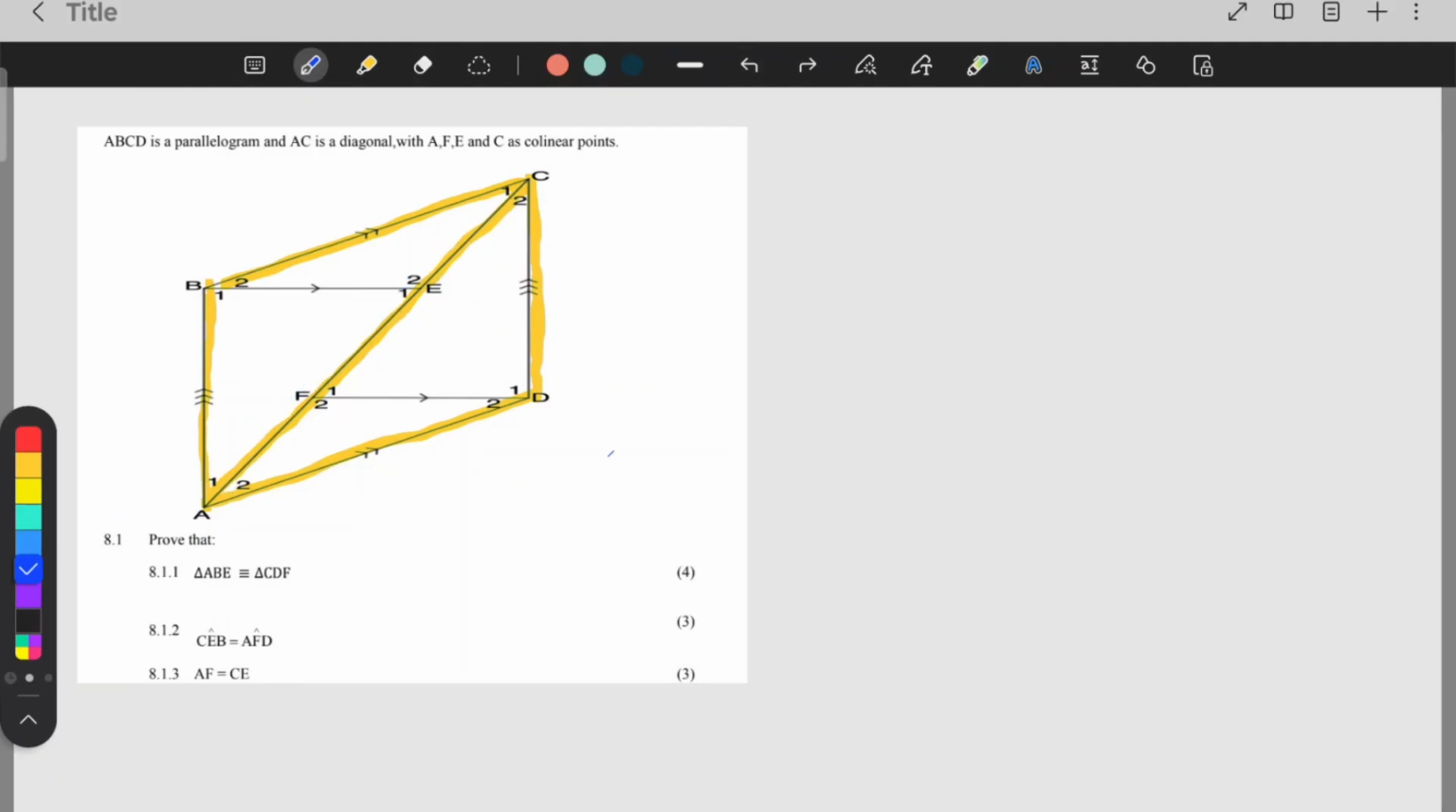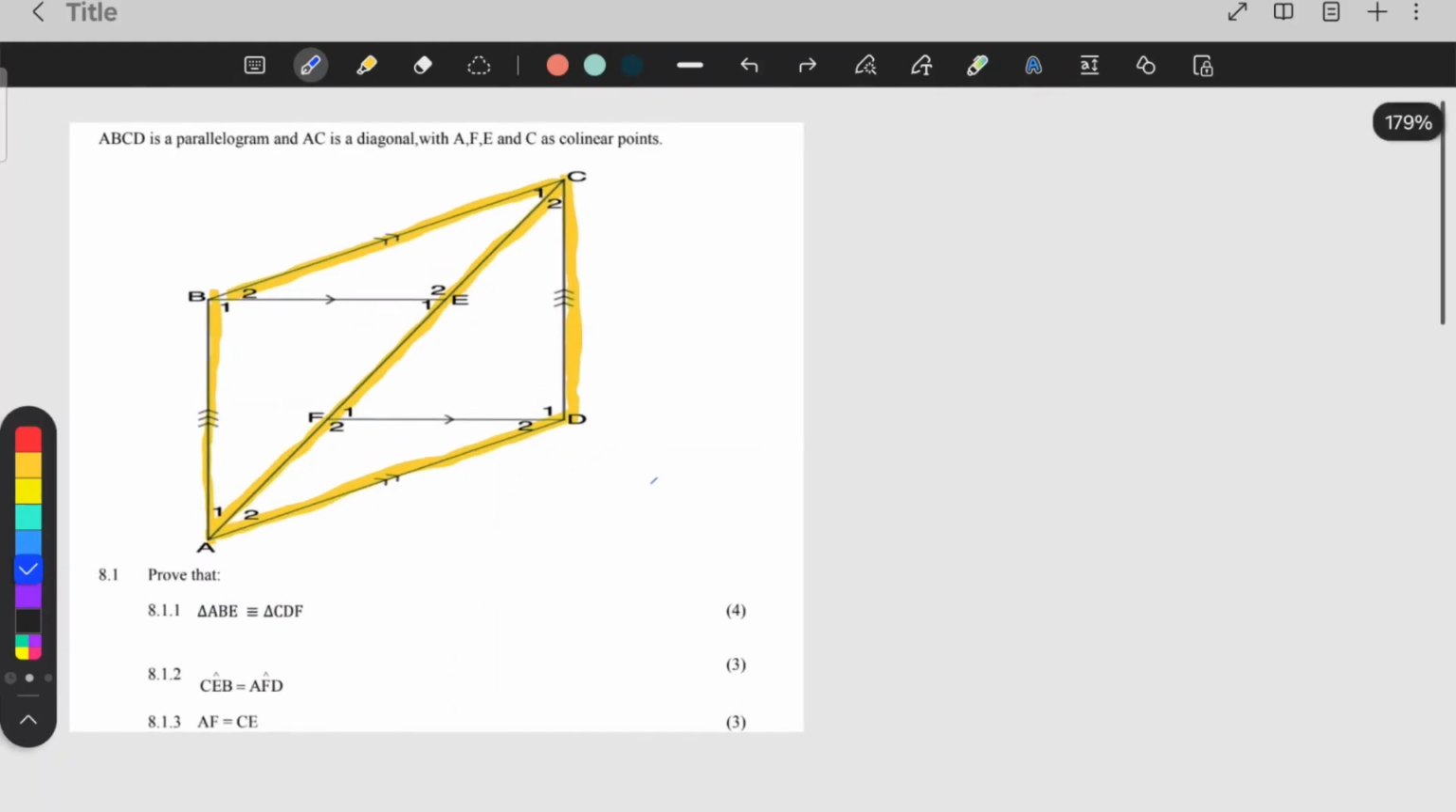8.1 says prove that triangle ABE is congruent, so that's congruency, eh? Is congruent with triangle CDF. So the first thing you do, let's quickly just highlight those two triangles. So this is triangle ABE. Let's highlight triangle ABE and triangle CDF.